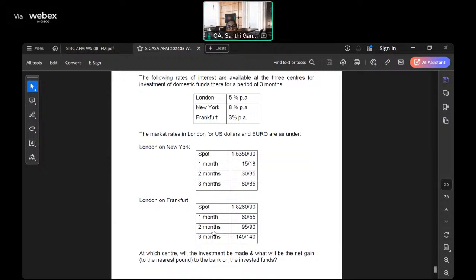4% for 1 year, for 3 months, 1%. So what does it mean? That 500,000 plus 1% of that, 5,000, 505,000 is what you have to return. Over and above that is the gain.